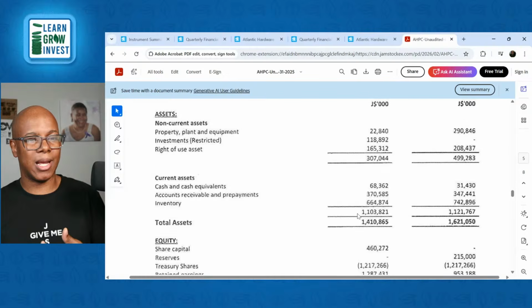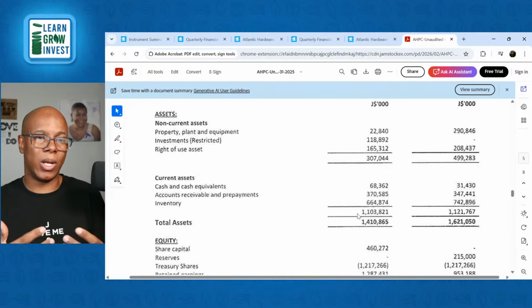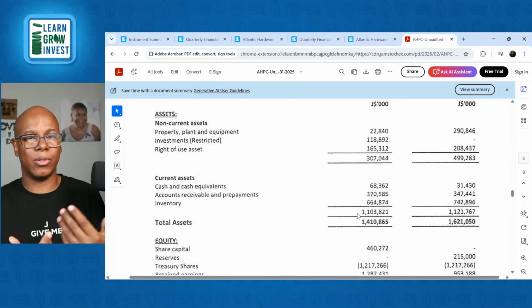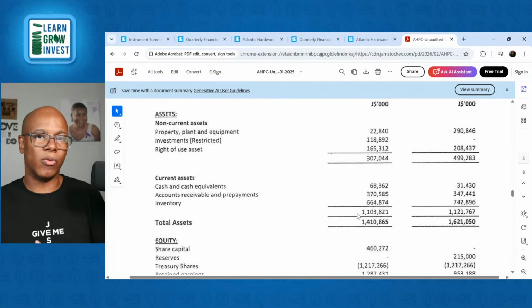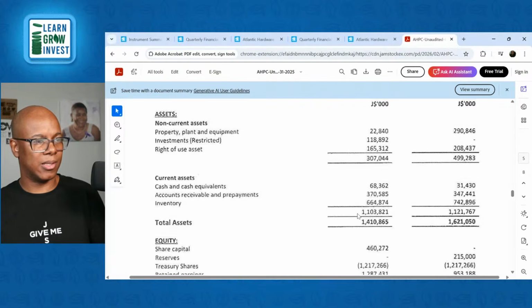I just understand that it's going to impact their cash, because when they sell on credit, they need cash to take care of their bills, pay their overheads, pay their staff, etc. And so receivables management is very important for any business.